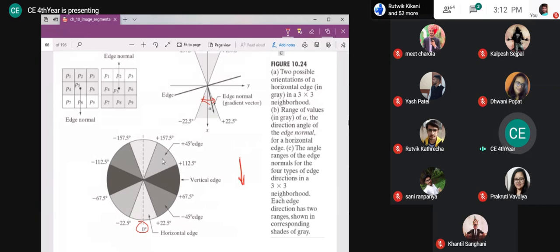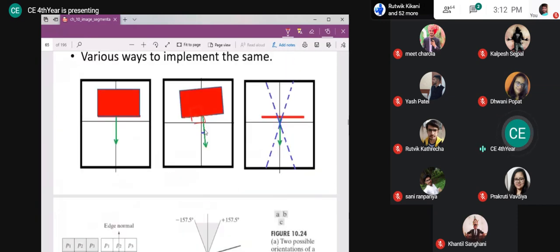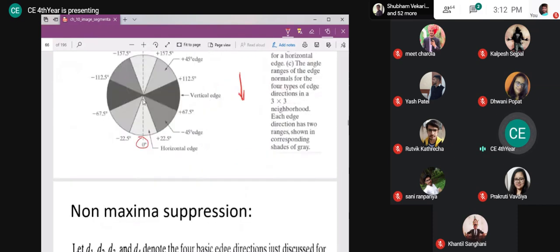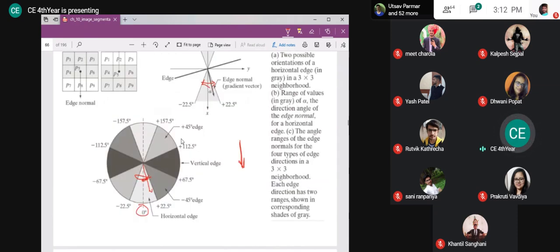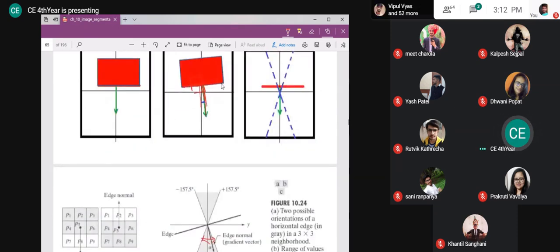If my edge is like this, my alpha will point here. It will not be a straight vertical line, it will be a slightly tilted vertical line. So if it is slightly tilted, it will fall somewhere here, and hence this entire region is considered as 0. What we are actually doing is approximating a slightly tilted edge to a horizontal edge. You can assume that it is a horizontal edge, right?